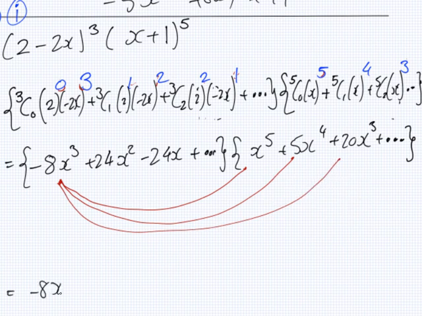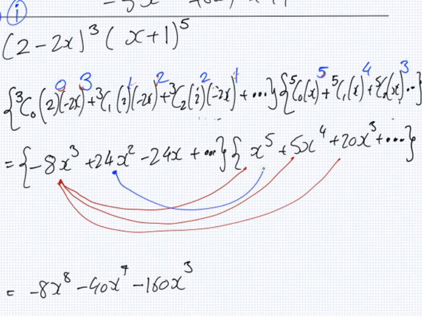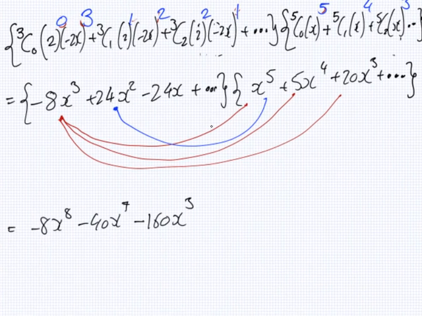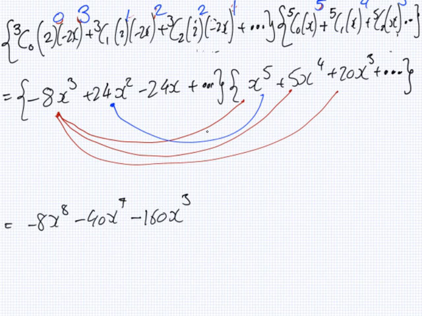Minus 8x8 minus 40x7 plus minus 160 x cubed. Next, should I multiply this by x5? Yes, because it makes a 7 and I want a 7. Should I multiply it by x4? Yeah, it makes a 6. Why did I write a 3 here? That should be a 6.